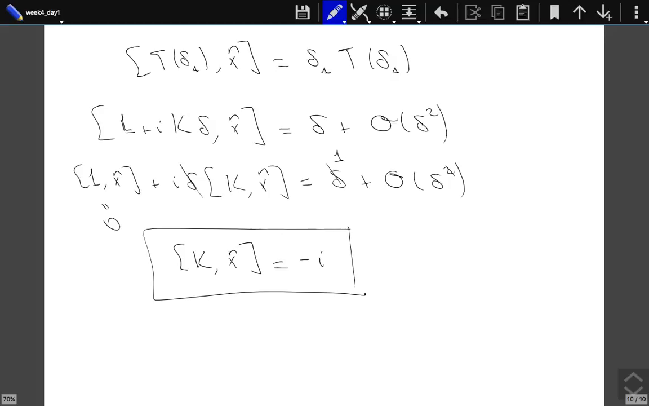So K, which we will discuss on Wednesday in more detail, K which generates translations in the x direction, is an operator. That operator, its commutator with the position operator, is just minus i. It's a Hermitian operator, that K. So what is that operator? That we will discuss on Wednesday. You will probably say that, oh, it's the momentum. How do we know?